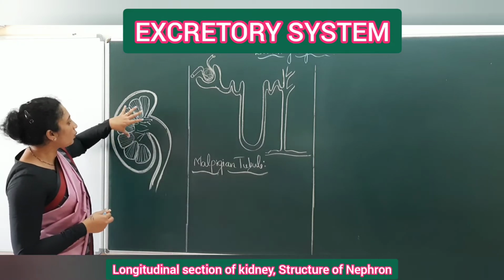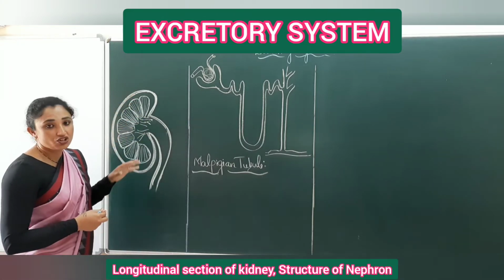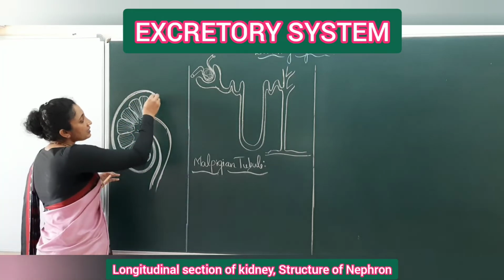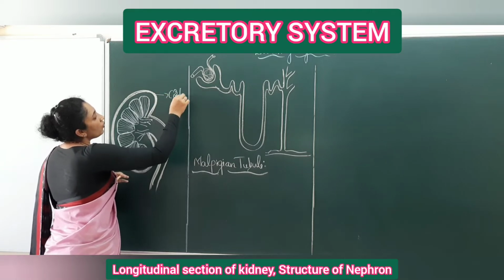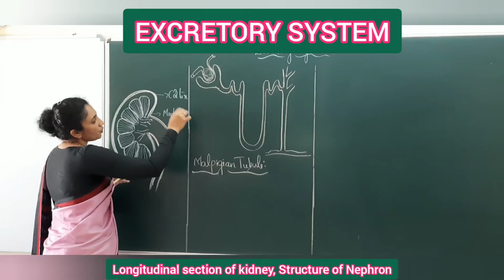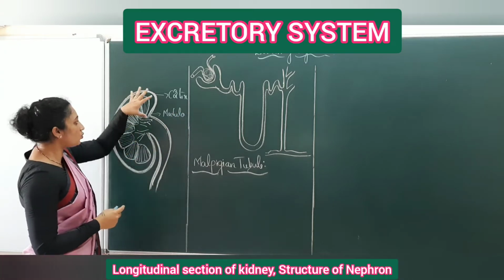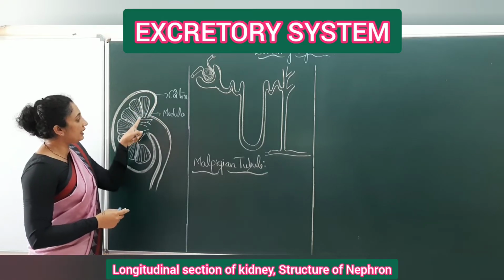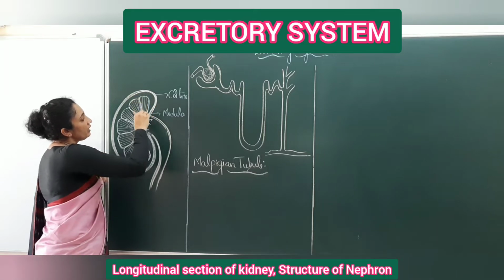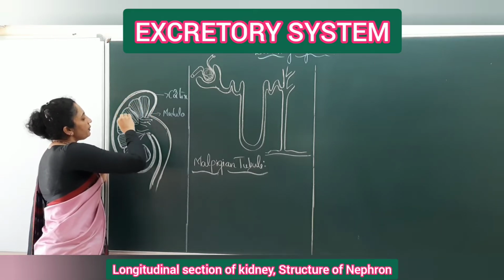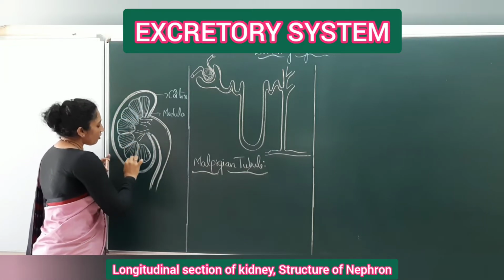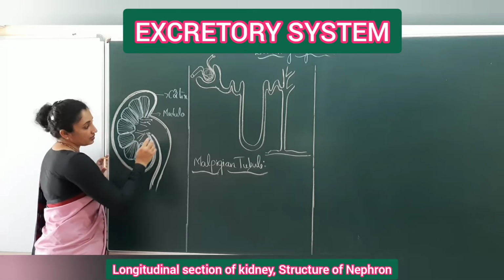Now continuing, when we see the longitudinal section of the kidney, we can see two major parts of the kidney, that is outer cortex and inner medulla. Inside the medulla, you can see some pyramidal shaped structures, which have a striped structure here, and we call them medullary pyramids.